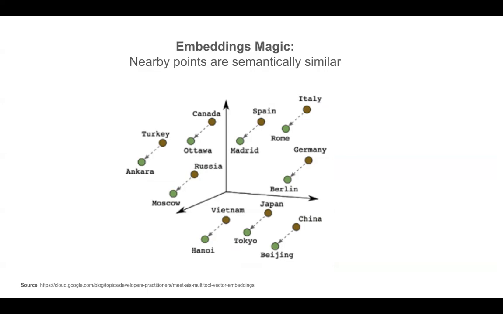If not, that's fine. If you know NLP and you know word2vec and how embeddings are able to have similar semantic information in nearby points, that is the magic that helps vector databases retrieve semantically similar information.